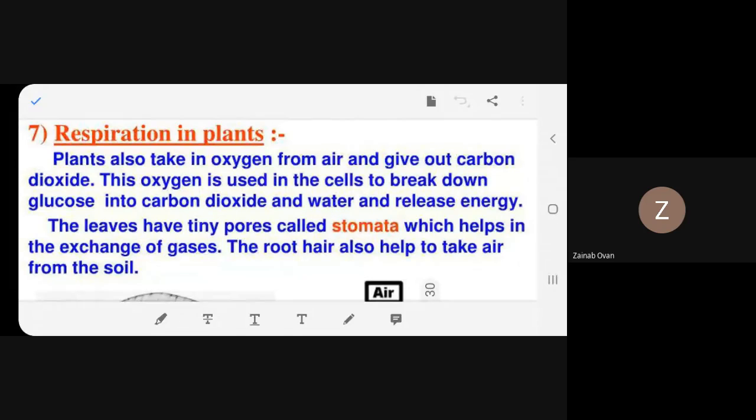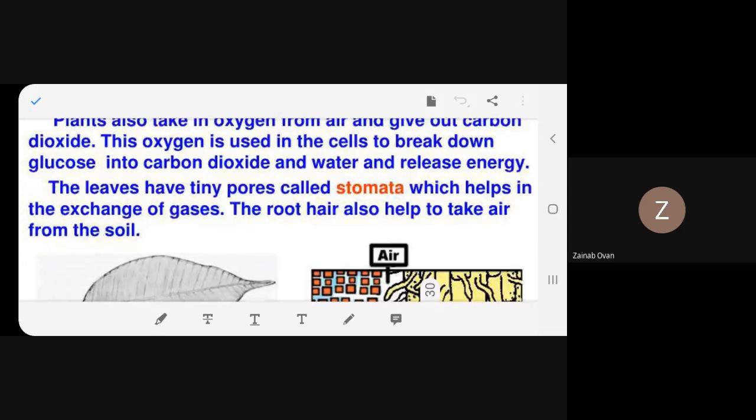But they have got stomata, remember. They've got small, tiny holes on the leaves. That's called stomata. So in and out of air is done through stomata. So the oxygen is taken by the cells again to break down the food, that is glucose, into carbon dioxide and water, and again it releases energy. The way we do, plants also do the same.